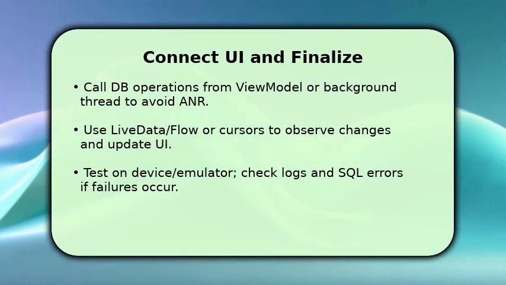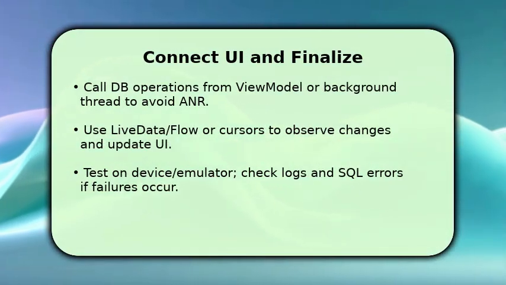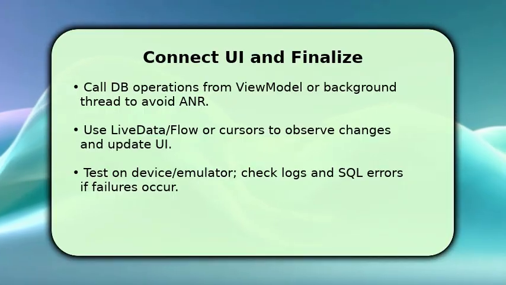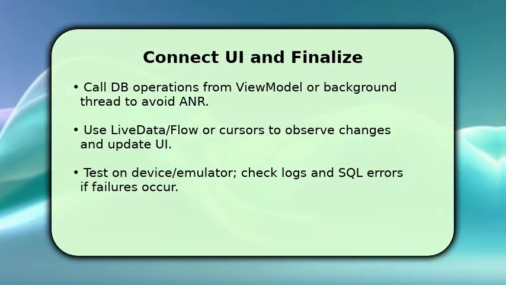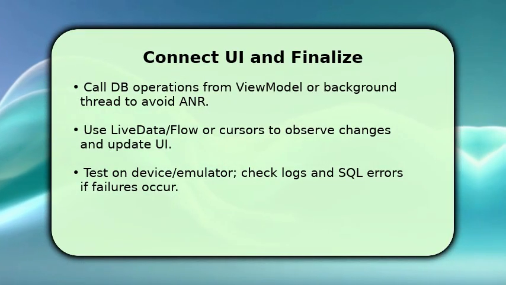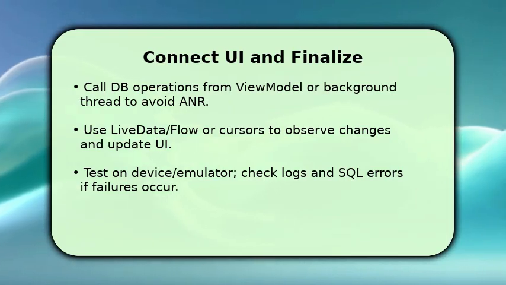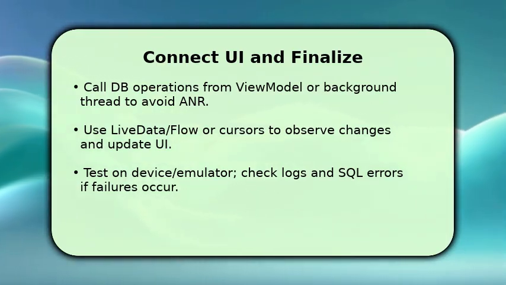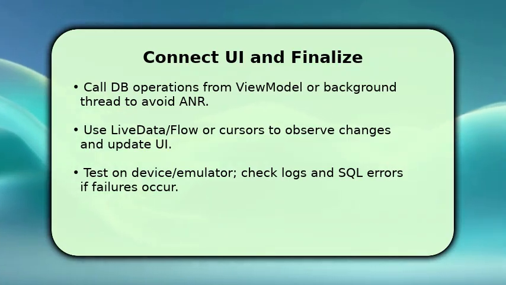Finally, connect the database to your UI and finalize testing so the app behaves predictably. From your activity or view model, call DAO methods on a coroutine or executor to avoid blocking the main thread. This prevents ANR. Use LiveData, Flow, or cursor loaders to observe data and update the UI automatically.